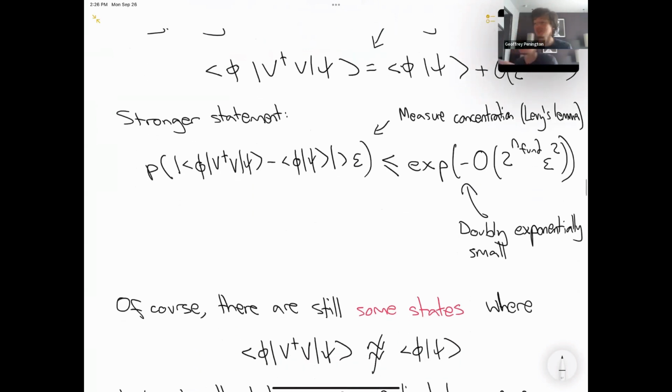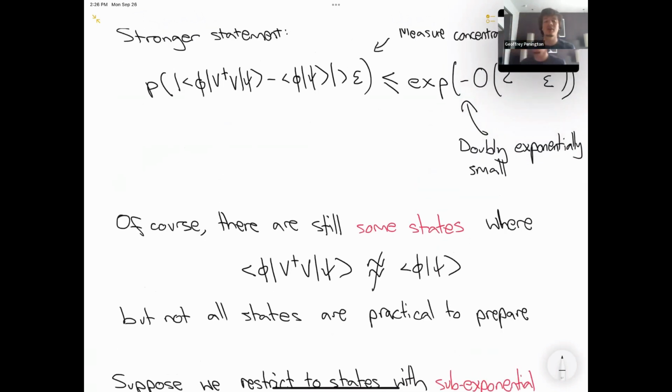Of course, there still are some states whose inner products are totally different in the fundamental and effective description. For example, there are all the states that just get annihilated by V, then their inner product will be 0, but it will be very non-zero in the fundamental description in general. Okay, so this is not a statement about all states. There are doubly exponentially many states in the full Hilbert space, so it's perfectly consistent for the probability of it being different to be doubly exponentially small, but there still will be lots of states where it isn't small.